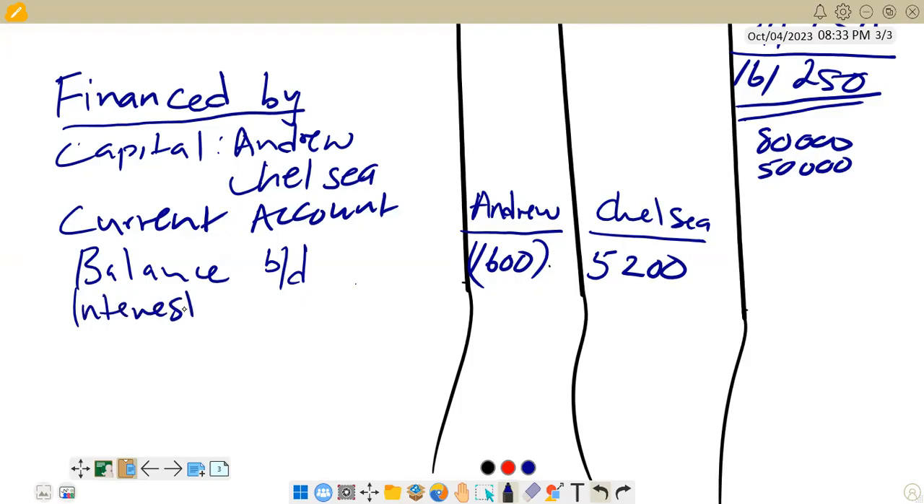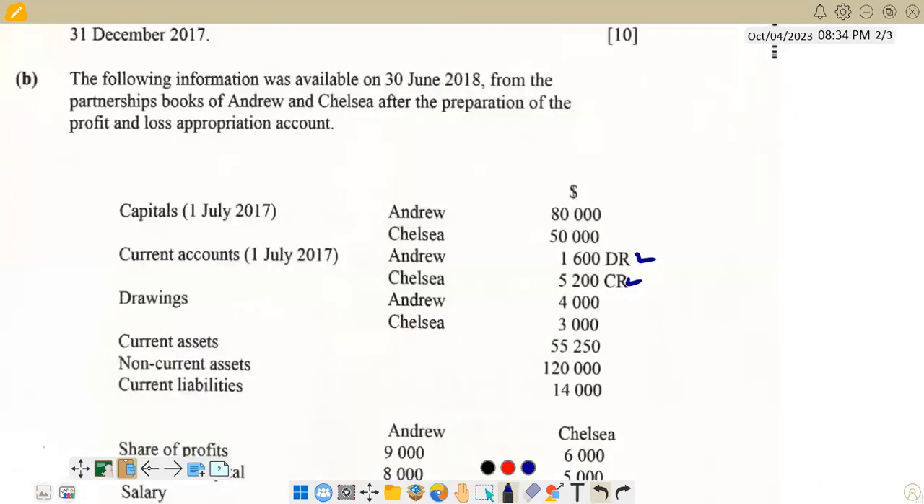Interest on capital. So these figures are given in the question. Simple as that. This question is a little bit simple because we have got the figures that we are given there of interest on capital. They are pre-calculated. Let's try to see what we have there.